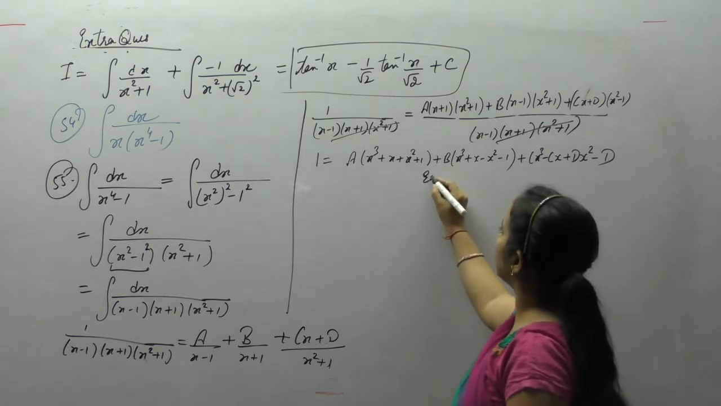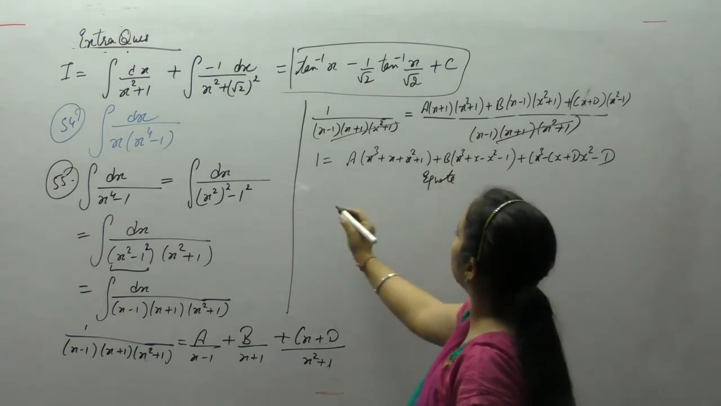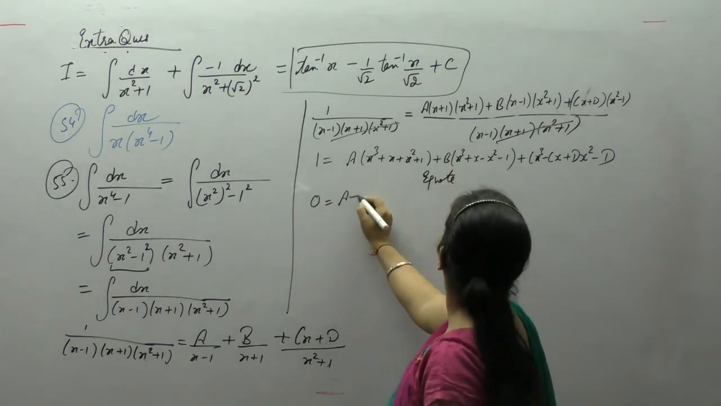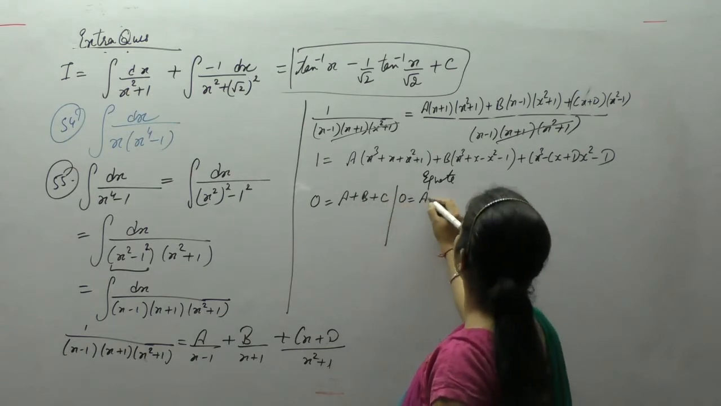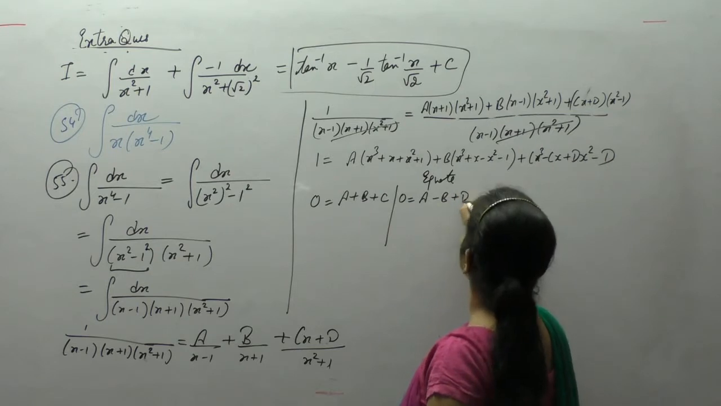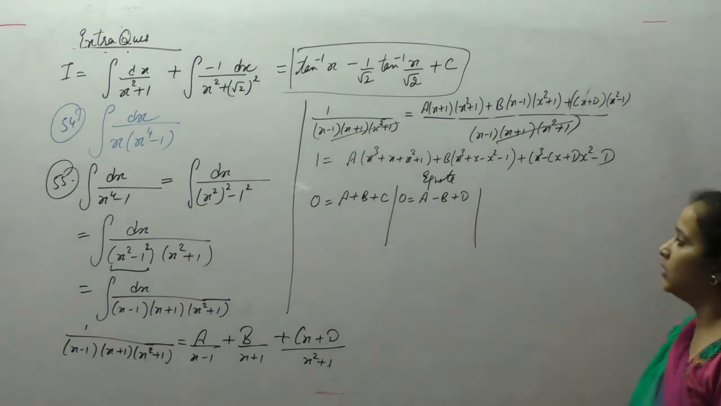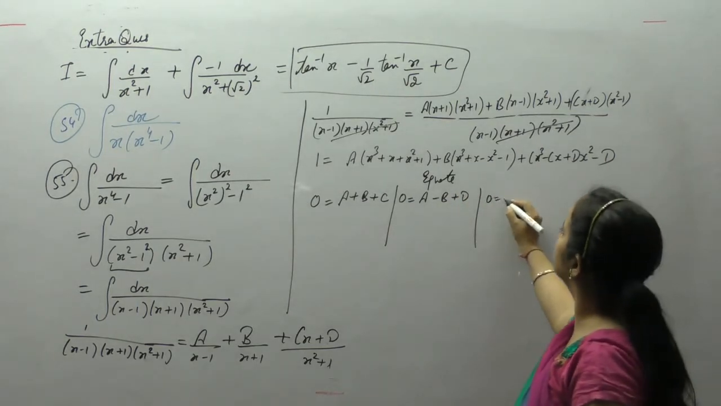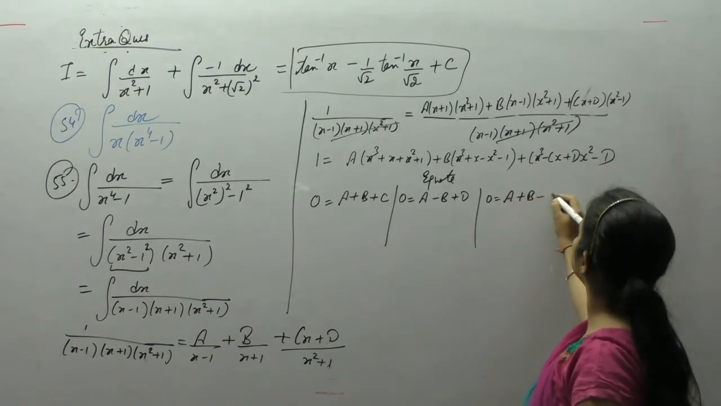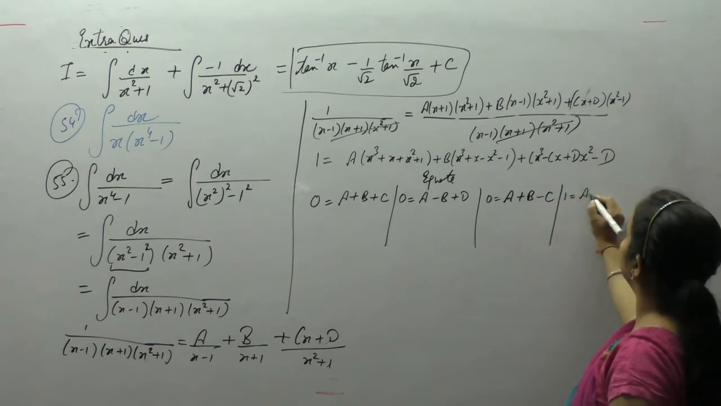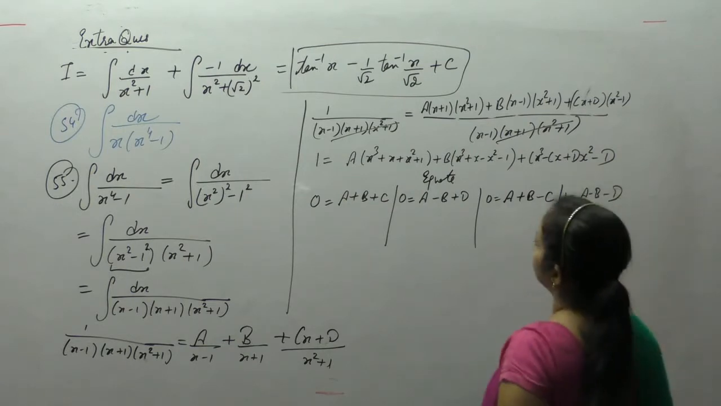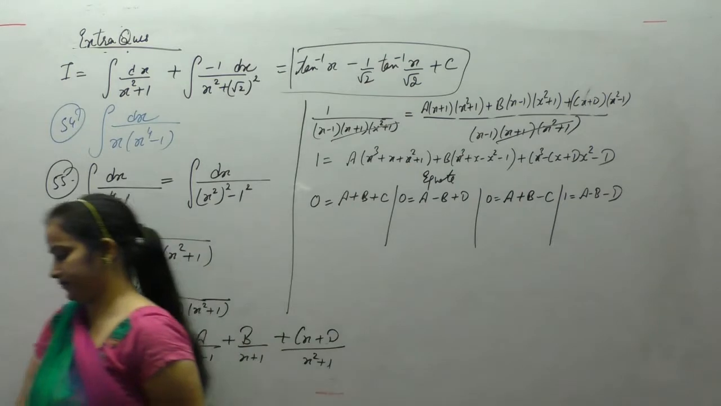Now equate like coefficient terms. Coefficient of x cube: a plus b plus c. Coefficient of x square: a minus b plus d. Coefficient of x: a plus b minus c. Constant term is a minus b minus d.